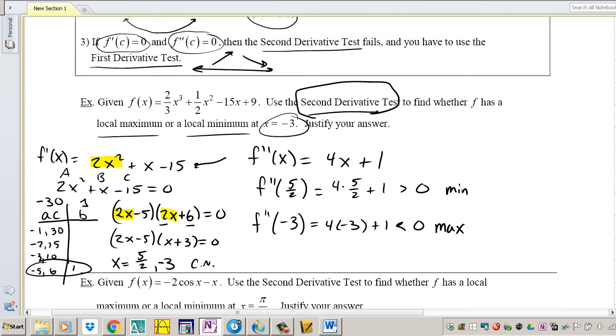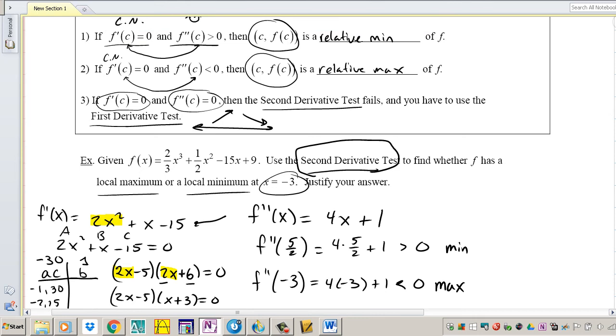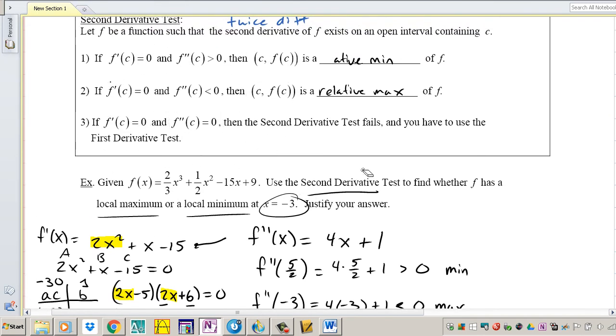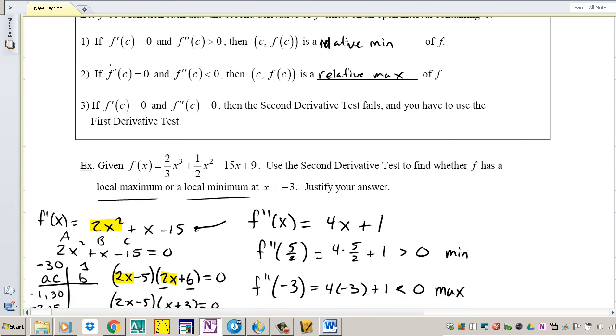Let me go ahead and explain. It can be very overwhelming. I know we're learning things that are new. It says here, if you plug the critical number into your second derivative and you get a positive, you have a minimum. So here's my critical number, it's positive, minimum. If you plug your critical number into your second derivative and it's negative, then you have a max. So notice, here's my critical number, I plugged it in, I got negative, which is the max.